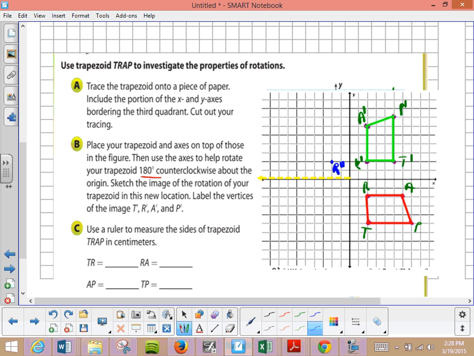And then T was how many away from it? 5, right? That means I'm going to go here to 2 and count 5 up. And that should be my new T. And then A is how far from the y-axis? So it should be 2 away from this new axis. On 6, is it? Right there. And this is A double prime. And then P was 5 away, but from the 7. So it should be right here.